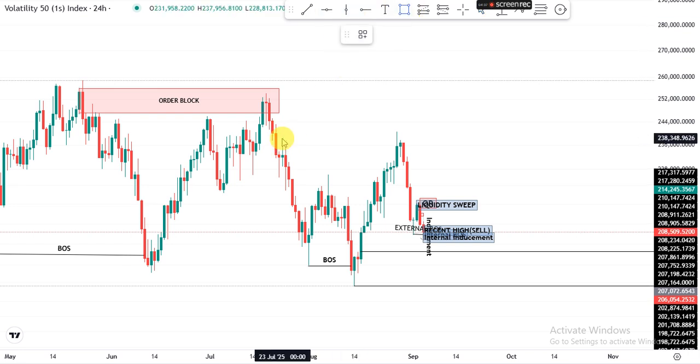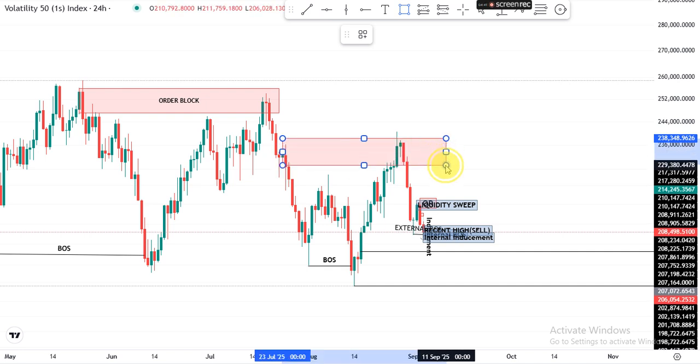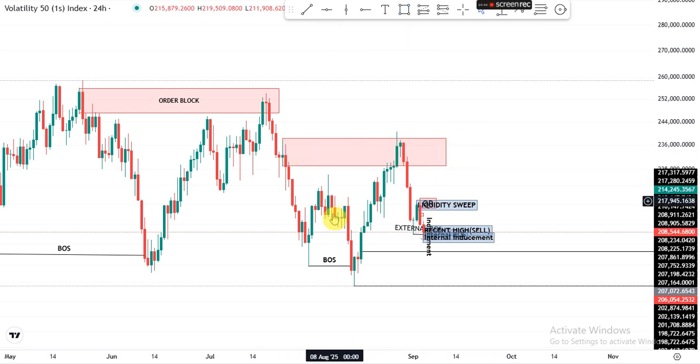Right here. If you don't know what order block is, you need to also get that book and read. This is the origin that caused the break of structure. So the market retraced back there, and then it continued to sell. So this tells you that the market is bearish. That's what I'm trying to say by all this.